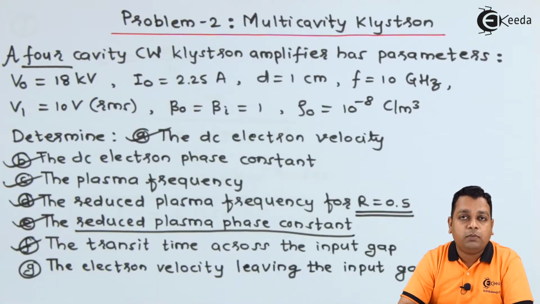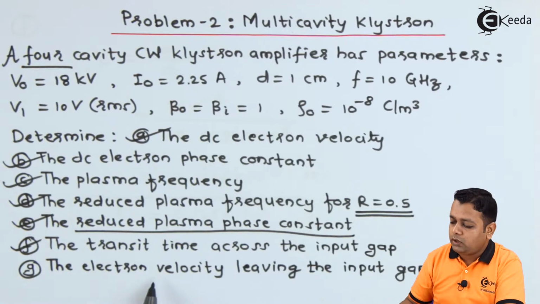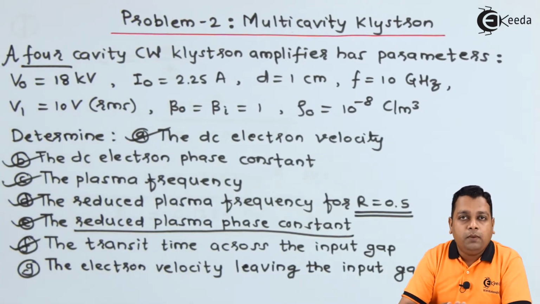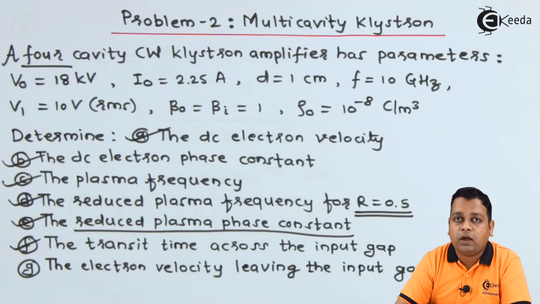So in problem number 2 for the multicavity klystron, from A to F we have determined all the values. The last value is for determination of electron velocity leaving the input gap. So earlier the velocity was denoted by v0. Let us determine the new velocity here in terms of meters per second.